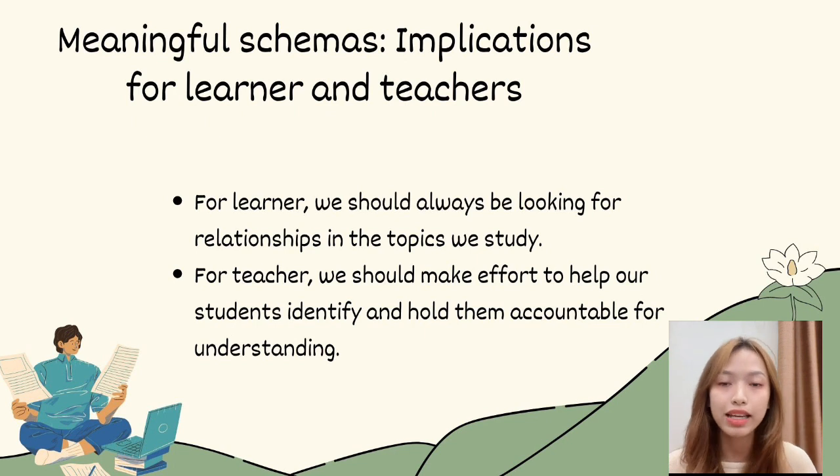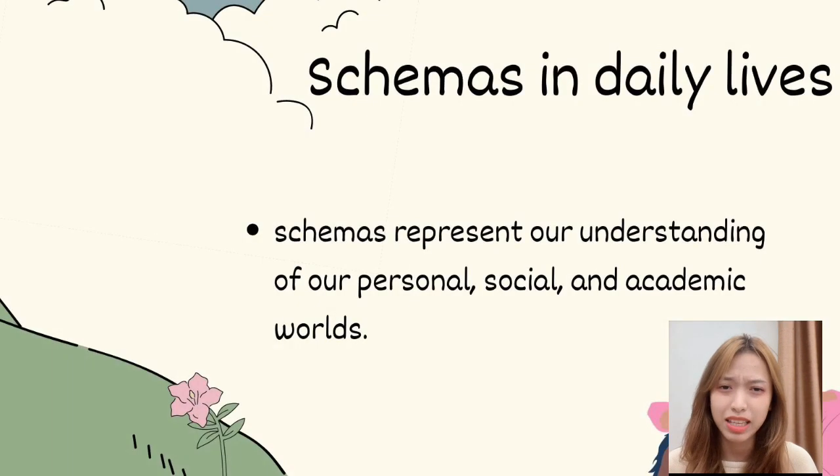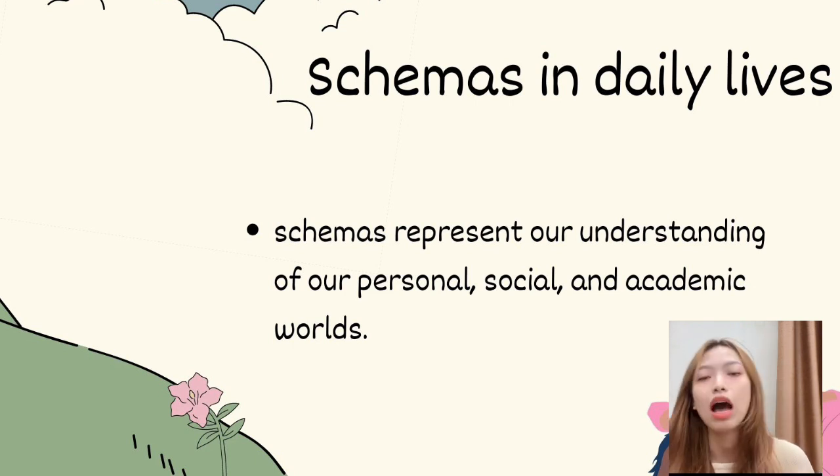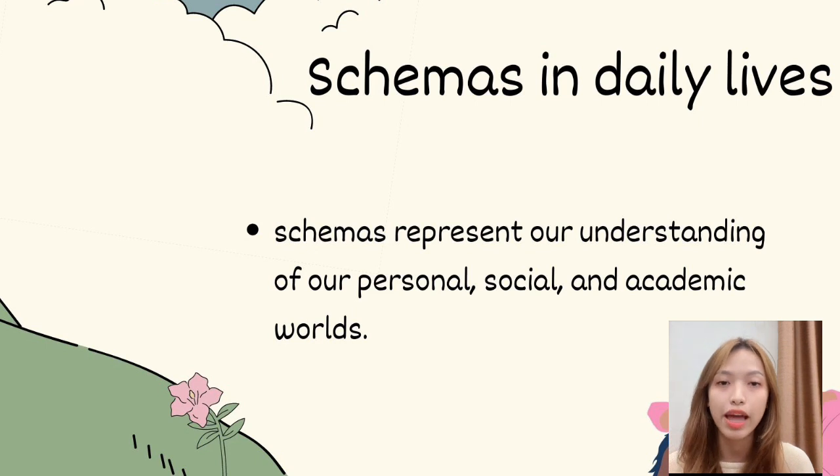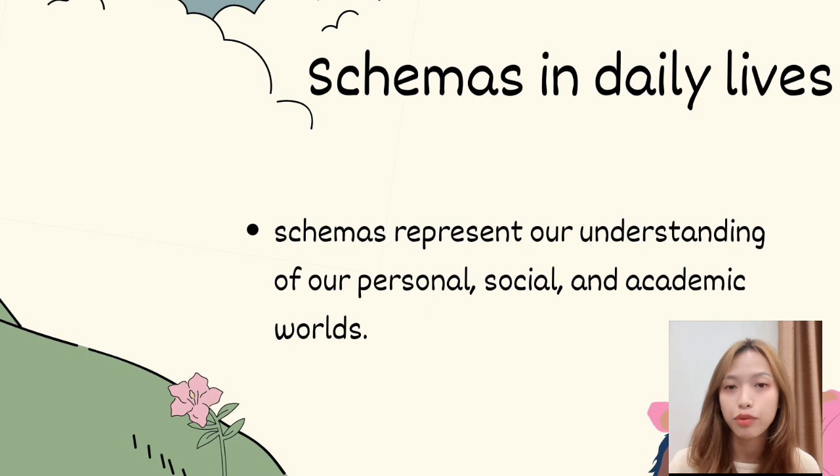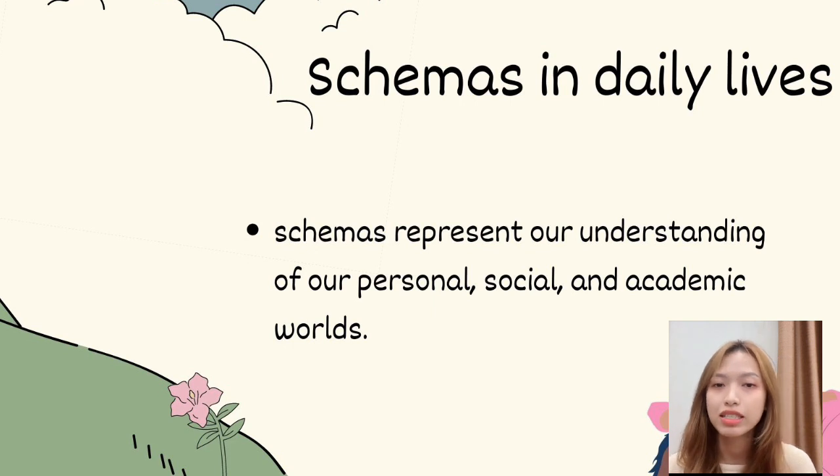So the next slide is about schema in our daily life. Schema represents our understanding of our personal, social, and academic roles. For example, my friend is always late for appointments, so I think she will be late again for the next appointment. This shows how we remember her in my memory, because schema influences how we think about the world.